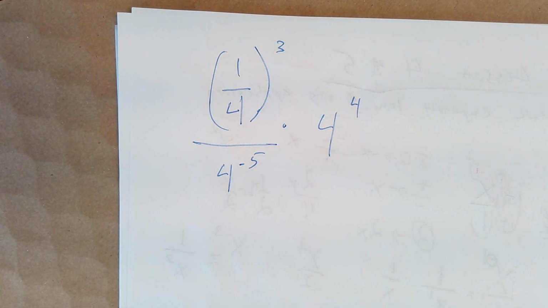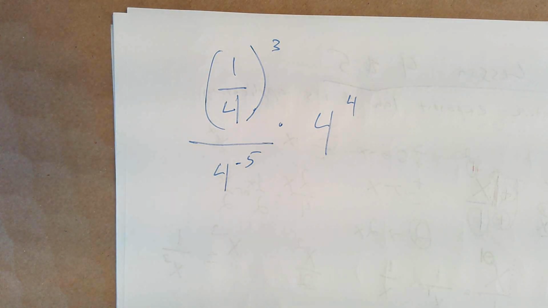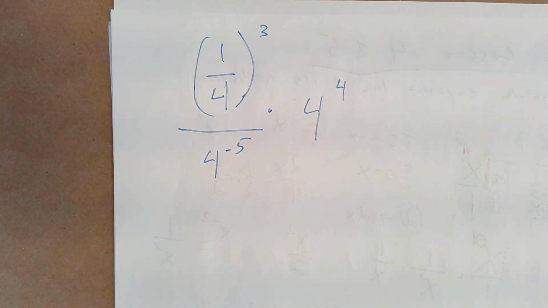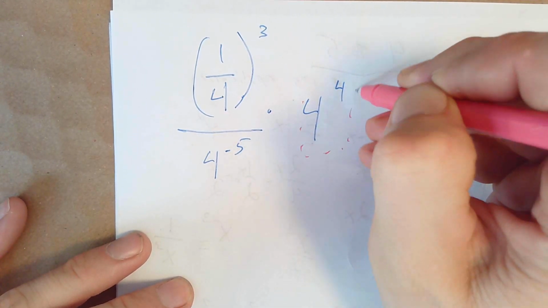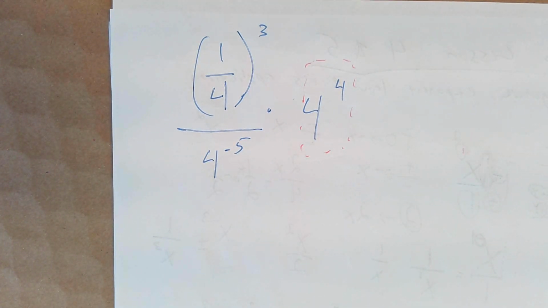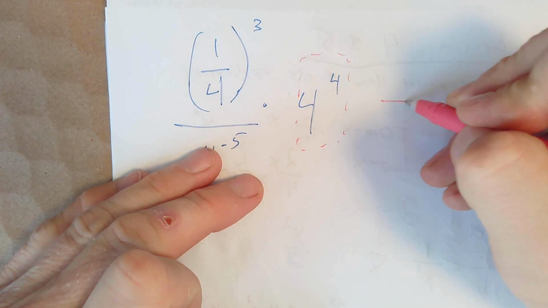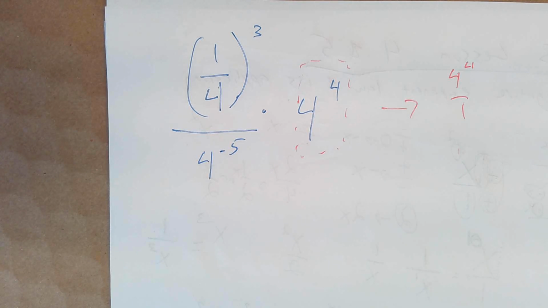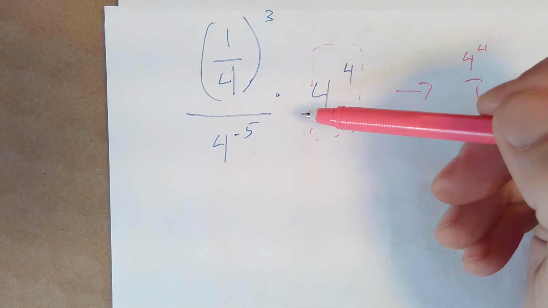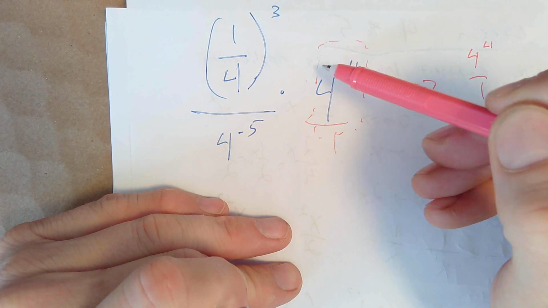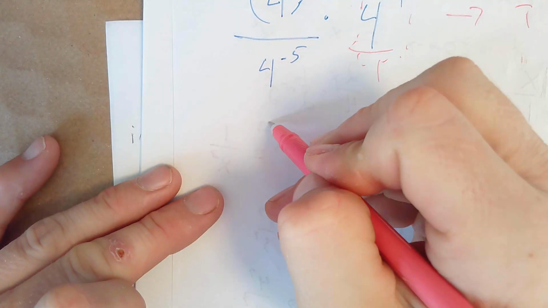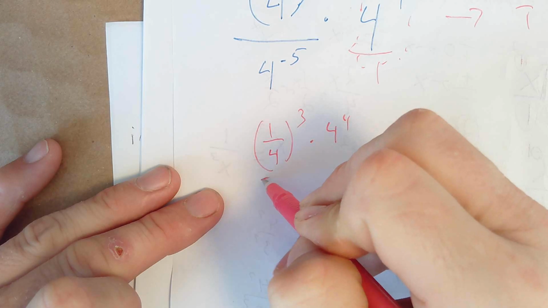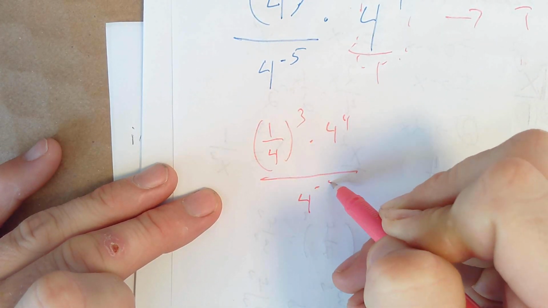Alright, well, let's look at this first. Let's look at the easy one first. What is this? There's multiple ways to do this. Well, remember, this is 4 to the 4th over 1. So if this is 4 to the 4th over 1, this belongs in the numerator. Right, so I'm going to rewrite this as (1/4)^3 times 4 to the 4th over 4 to the -5th.